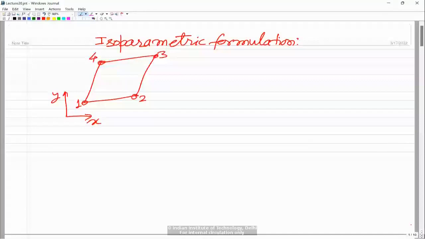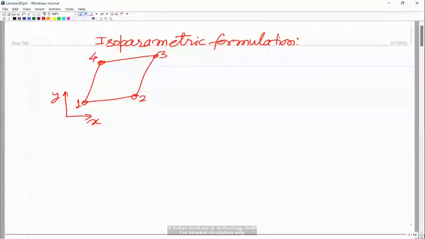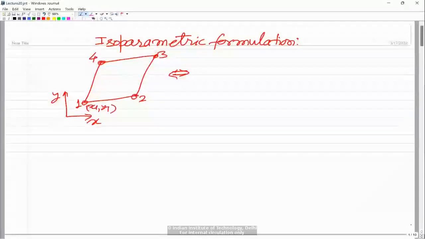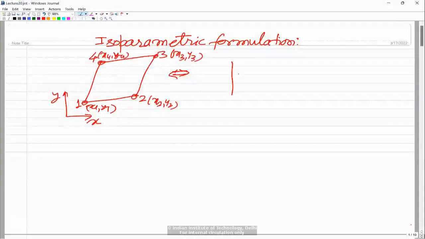So when you use a software and you create the geometry, lines, surfaces, and volumes, you will discretize that in the physical space. But then each element is mapped to a natural coordinate master element in the natural coordinate space, which is a square. So this element in the physical coordinate space, which has nodal coordinates x1, y1, x2, y2, x3, y3, and x4, y4, is mapped to a square in the natural coordinate space.